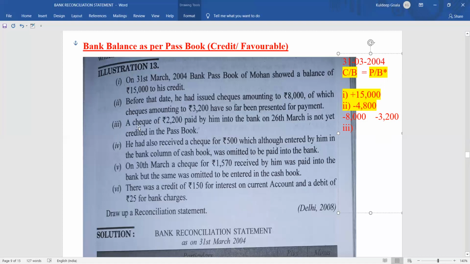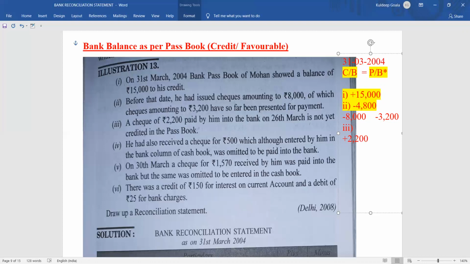a check of 2,200 paid by him into the bank. By him into the bank means we are depositing into the bank. Paid into the bank means depositing in the bank. Okay, try to understand. Depositing in the bank. Check of how much? 2,200. So immediately if I deposit in the bank, I will add up in the cash book. Okay, I add up in the cash book. How much? 2,200. But what has happened?